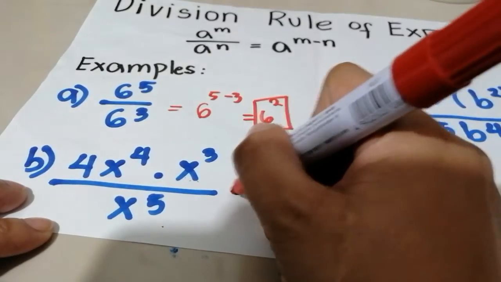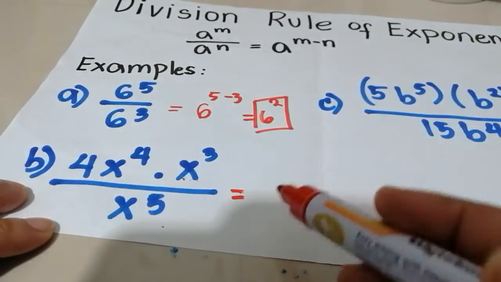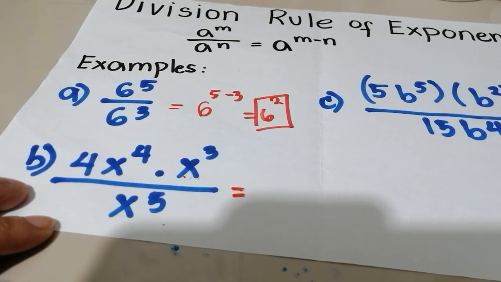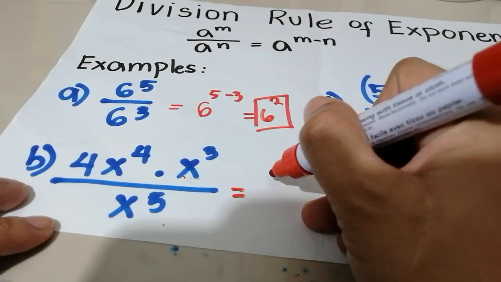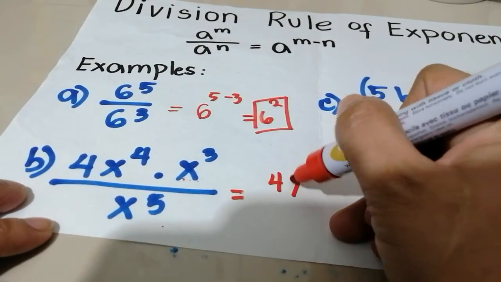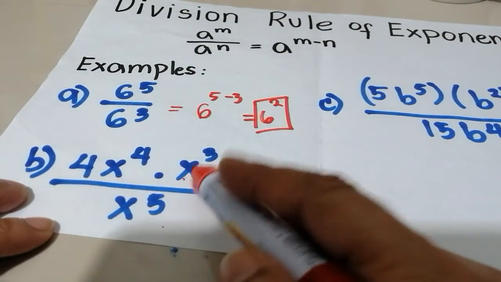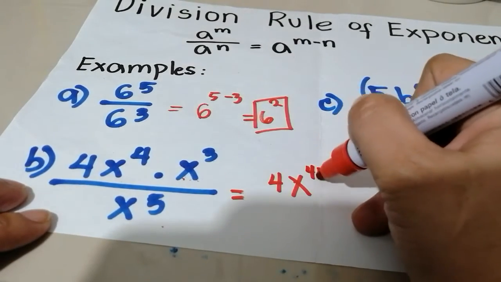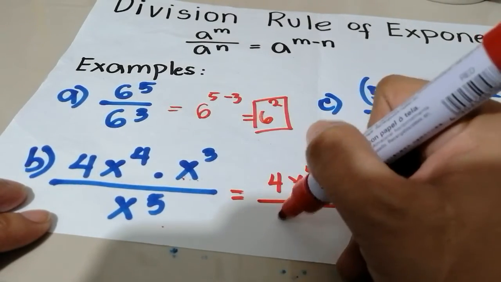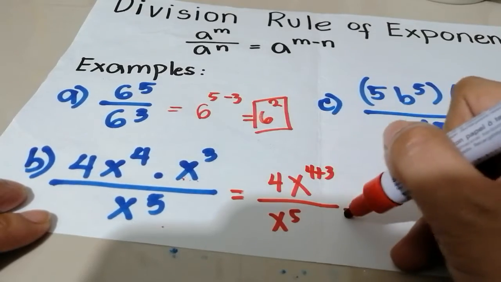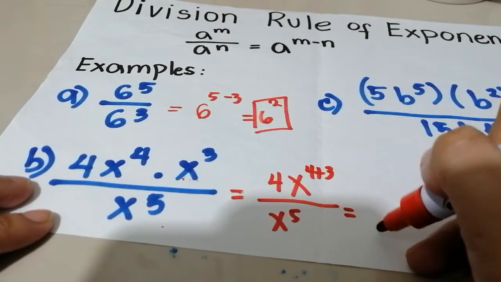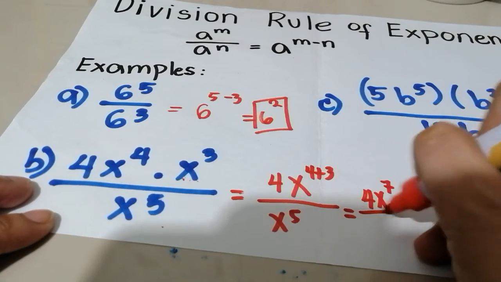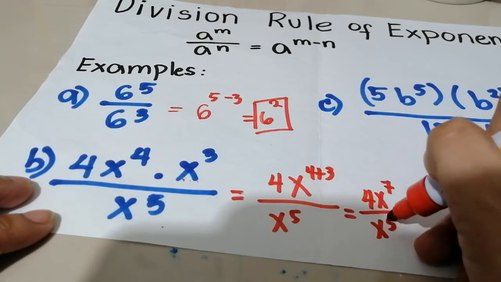So, yung unang-una natin gagawin, isi-simplify natin to para magkaroon lang ng iisang base. Okay? So, we just have to copy 4 here, 4 and then x, kasi we just need to copy the bases and then after add the exponents. 4 plus 3 over x raised to the 5th power is equal to what? 4 x to the 7th power over x to the 5th power.